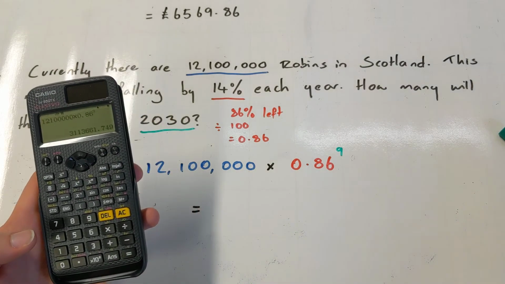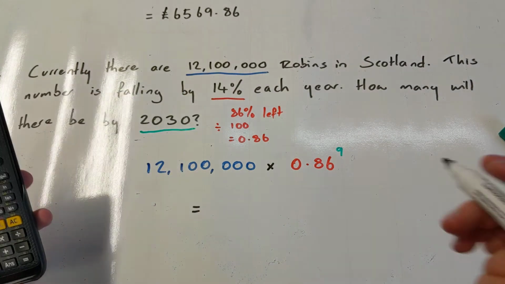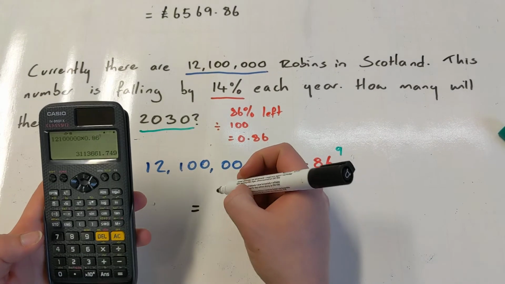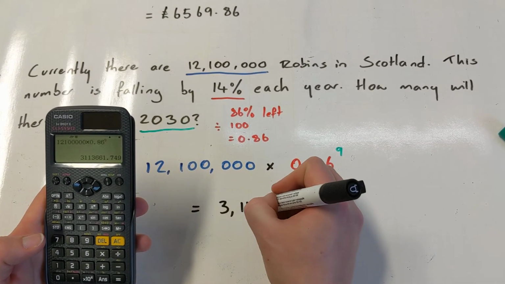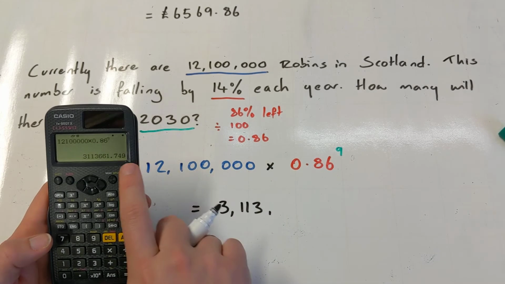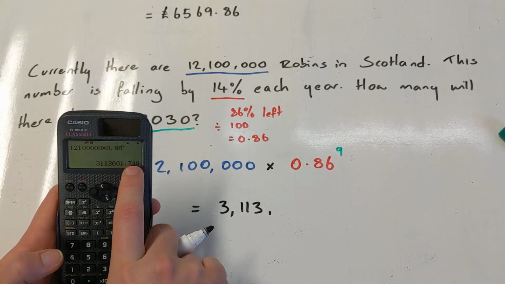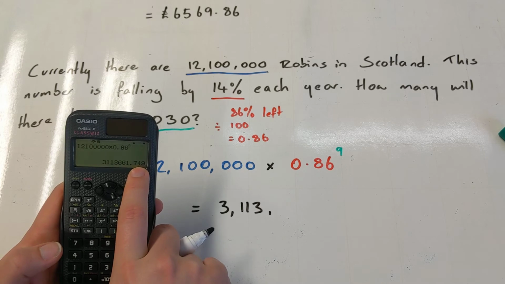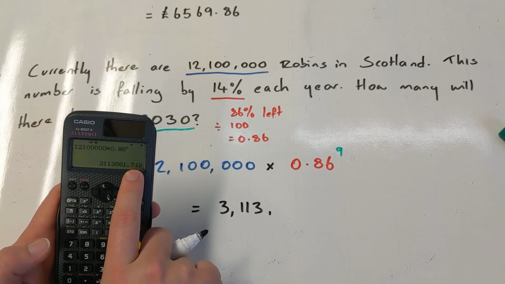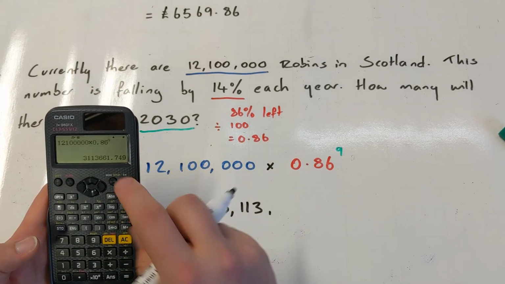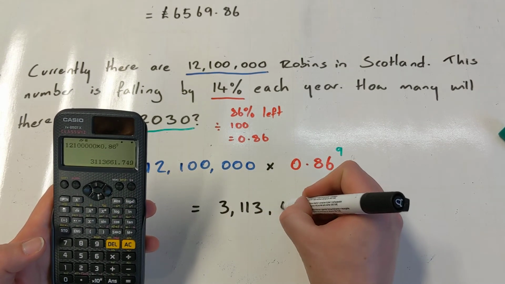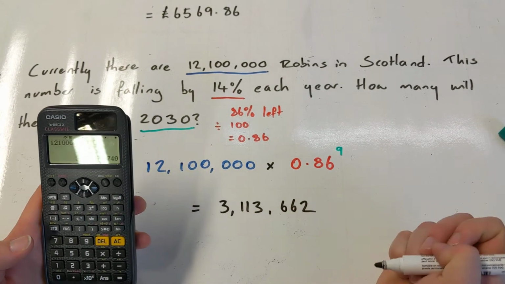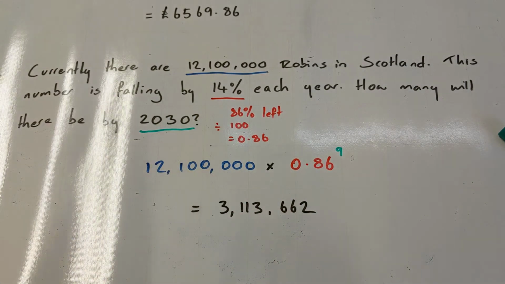And there, that's telling us that by the end of those 9 years, there'll only be 3,113,000. And then let's be careful with our rounding. Here, we can't have 0.7 of a robin, so let's just round this up to the nearest whole number. So we'll have 3,113,662. And that's how many would be left. And that's our final answer.